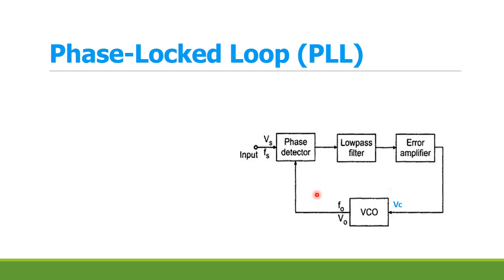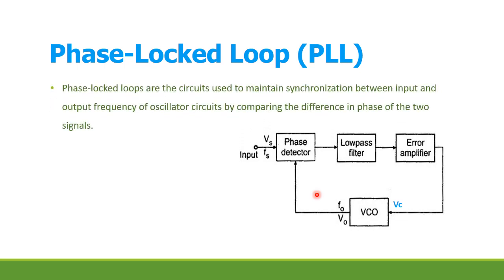Before seeing the elements of PLL, first let me tell you what is meant by PLL. Phase locked loops are circuits that are used to maintain the synchronization between two signals. One is the input signal, the other one is the output signal from the oscillator. How can we maintain synchronization between these two signals? By using the element called phase detector. This block detects the phase difference between the two incoming signals: the input signal and the output signal of the VCO.